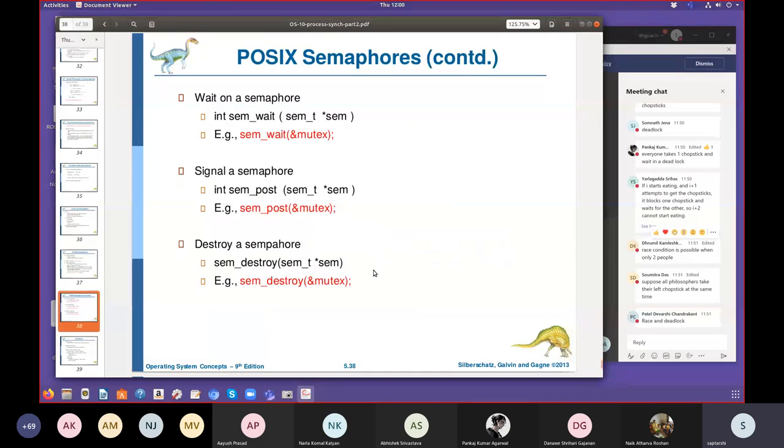Then you have these operations. You wait on a semaphore using sem_wait, you signal a semaphore using sem_post, and then you can destroy a semaphore using sem_destroy. These are pretty simple functions to use. How you use the semaphore, that is the challenge. That's up to you, depending on the application you are doing.